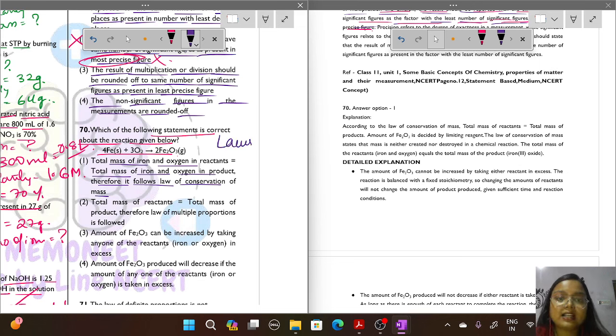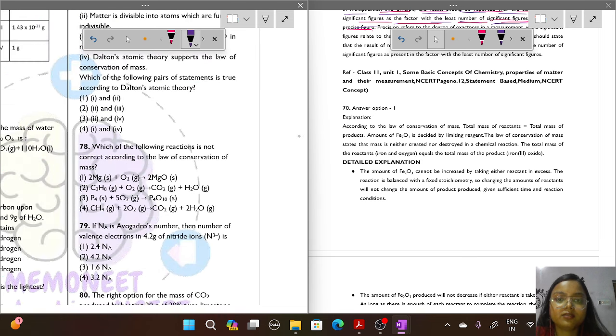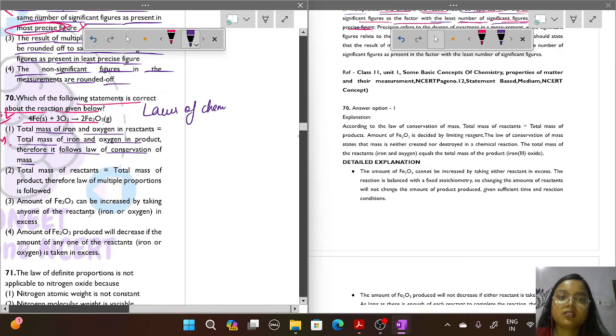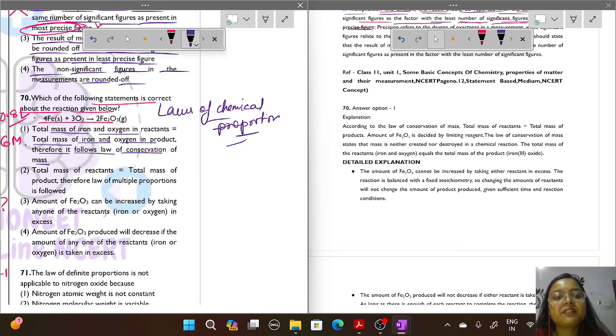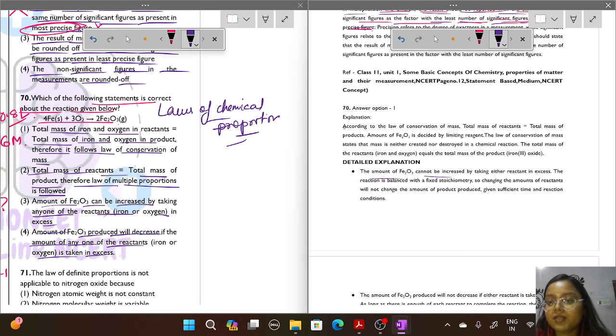Okay, here we are being asked about the laws of chemical proportion. It is a question from laws of chemical proportion. So here this equation is given and you have to find out which is the correct law being followed here. Next is total mass of reactants equals total mass of products. Therefore, the law of multiple proportion is followed. Amount of Fe2O3 can be increased by taking any one of the reactants in excess. Amount of Fe2O3 produced will decrease if any one of the reactants is taken in excess. Okay, so now the amount of Fe2O3 cannot be increased by either reactant in excess.